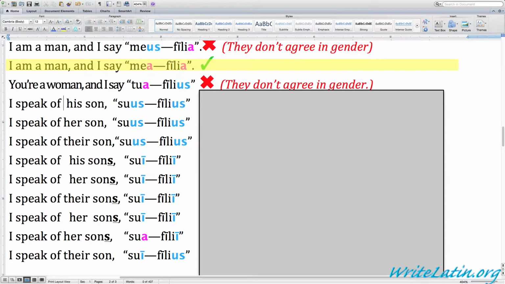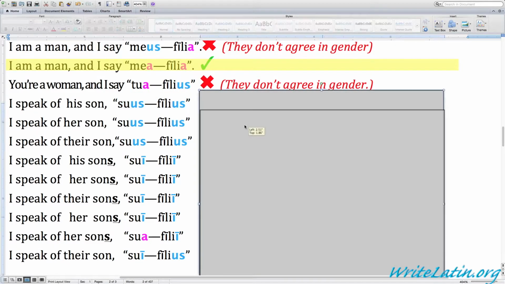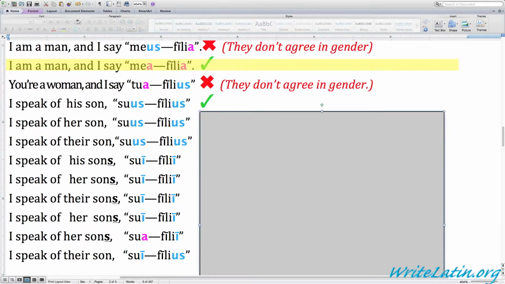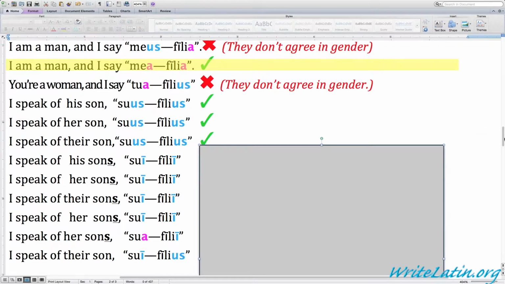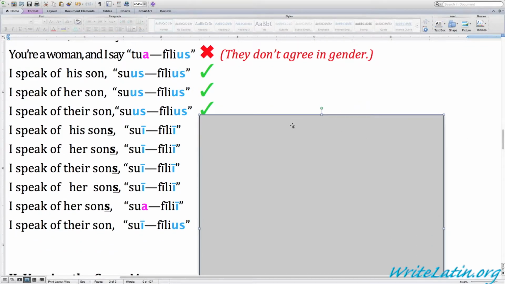If I speak of his son, suus filius, is that correct? Yes. Suus can mean his. If I speak of her son, suus filius, is that correct? Yes, suus can mean her. What if I speak of their son, suus filius, is that correct? Yes, suus can mean their. So we're finding that suus can mean a lot of things.